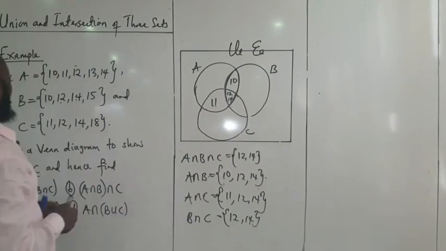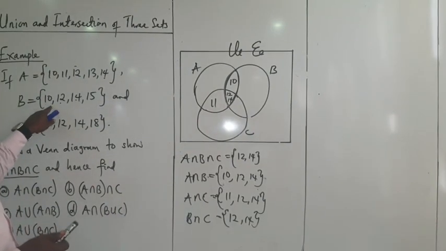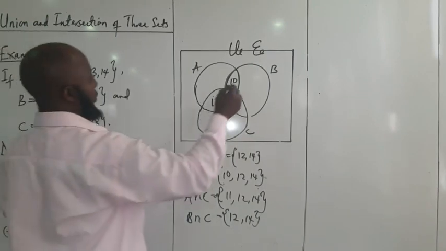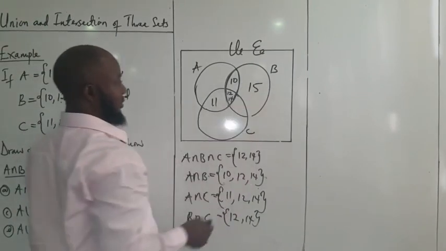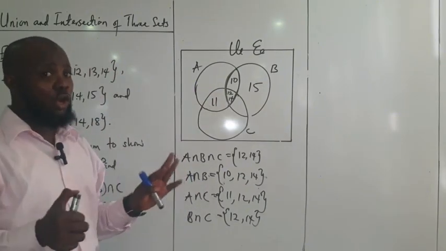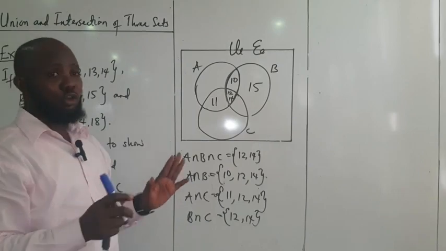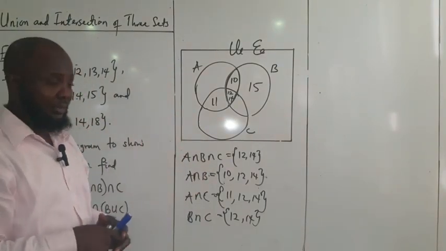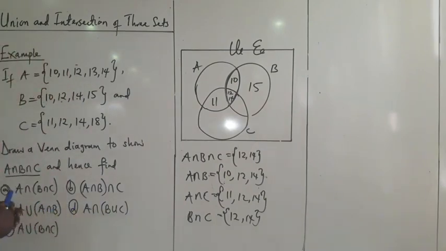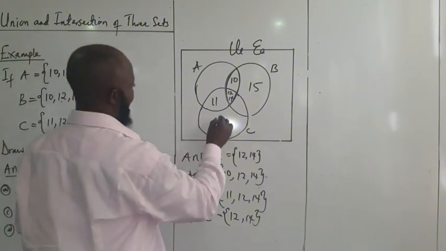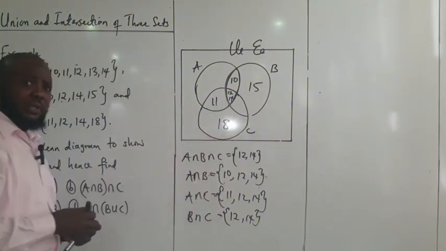Then we go to B. So what we have in B, we have 10, 12, 14, and 15. So what we're going to write here is going to be 15. So what this one means is that there is no element that belongs to A only without belonging to any other set. Exactly. Then we go to C. So 11 is there, 12 is there, 14 is there, then 18 will be the last one. I hope this is very clear.